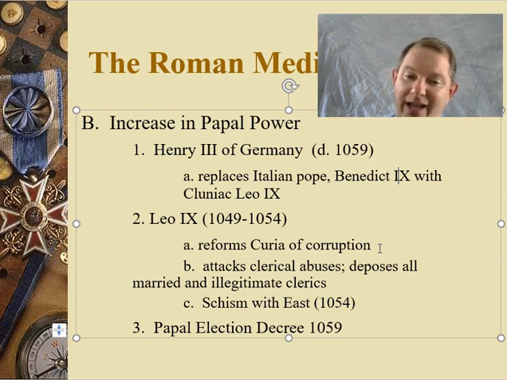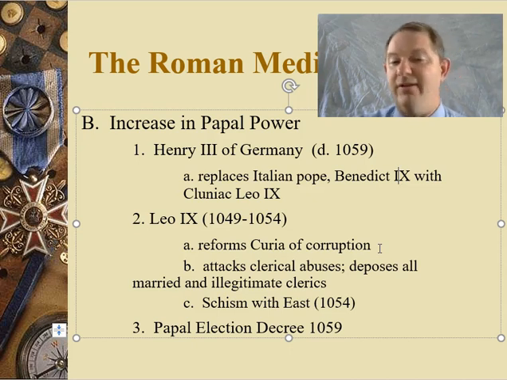And at that point, Henry III supported the election of a former abbot of Cluny, that same monastery that had started that reform movement. He advocated that the leader of that monastery should be the next pope, and that pope became known as Pope Leo IX. Leo IX was only pope for 5 years, but in that 5 years, he was tremendously active in trying to push that reform movement forward.